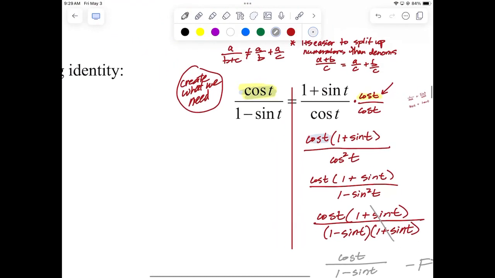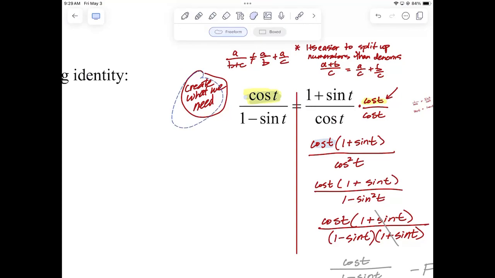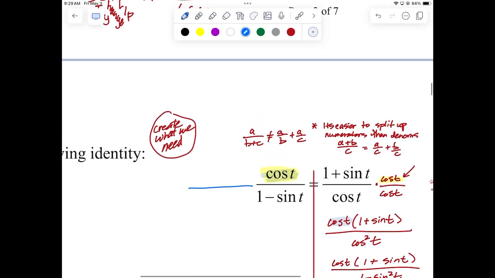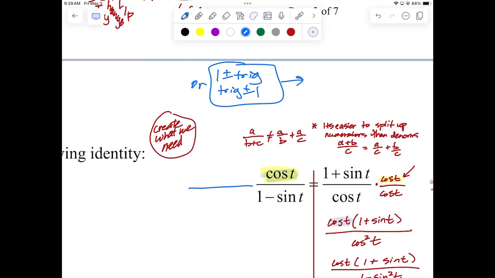Create what you need. Now, watch this. Let's do it from the other side, because the other side is going to be introducing another strategy that we've already talked about. If you see 1 plus or minus a trig function, or a trig function plus or minus 1, a good strategy to get the ball rolling is to multiply by the conjugate over the conjugate. That's a good strategy.